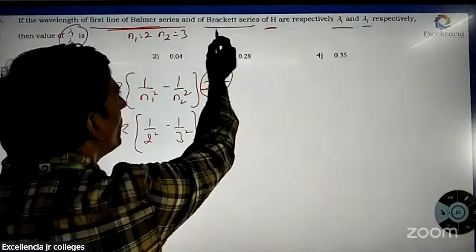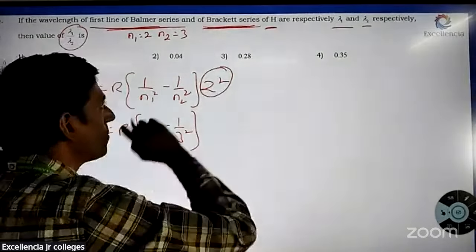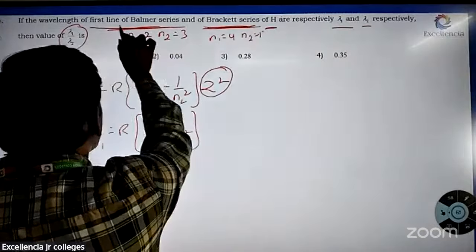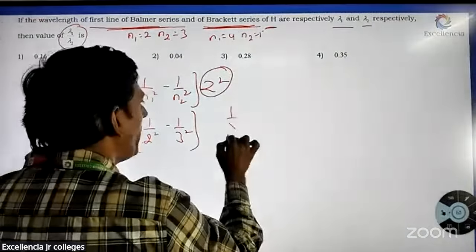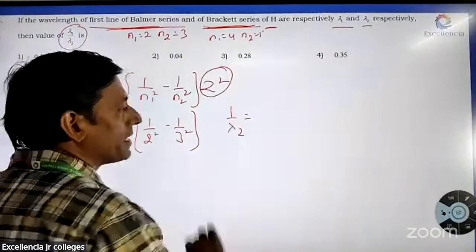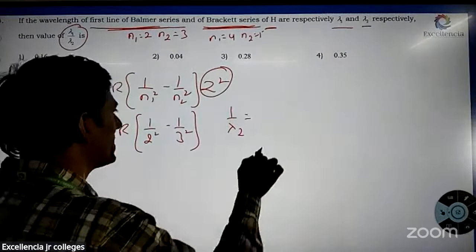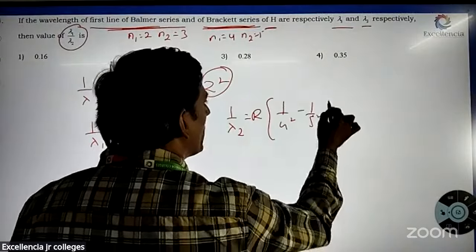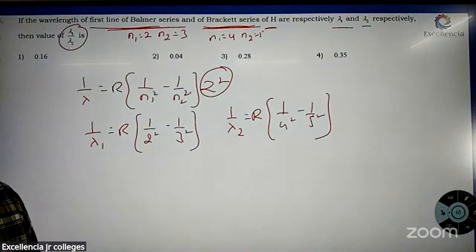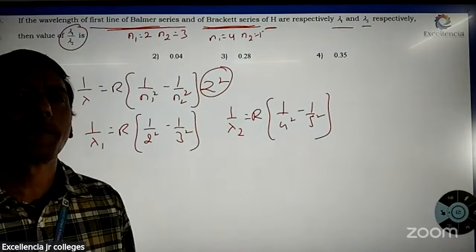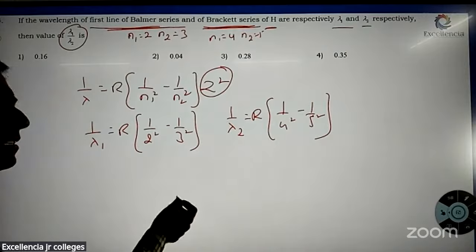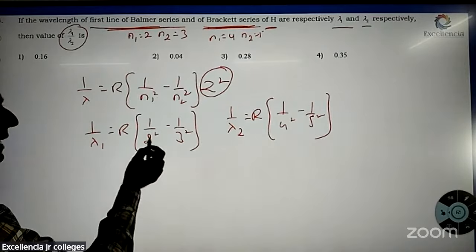Then when I go for the other one, they're asking Brackett series. n1 value is 4, n2 value is 5, because they're asking for the first line. So 1 by lambda 2 is equal to R into 1 by 4 square minus 1 by 5 square. So this becomes a substitution. Once you get the substitution, almost you got the answer there, because not that much complicated calculation here.